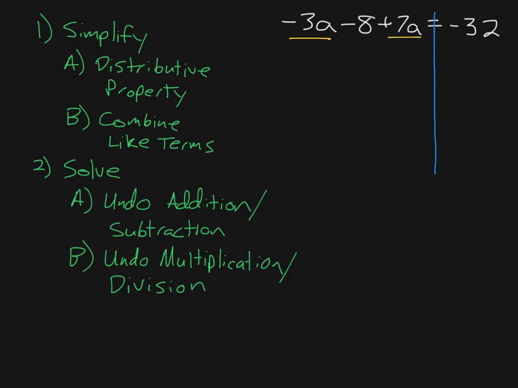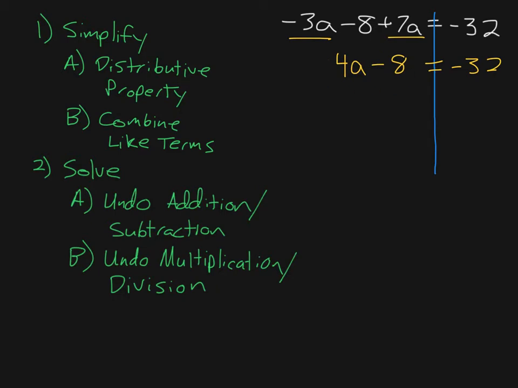I can combine those. Negative 3 plus 7 is 4. So I'm going to have 4a minus 8 equals negative 32. Nothing happens to this negative 8 here, this minus 8. There's nothing to combine it with, so it stays negative, and we still leave it, minus 8. Now, everything over here is simplified. We combined our like terms.